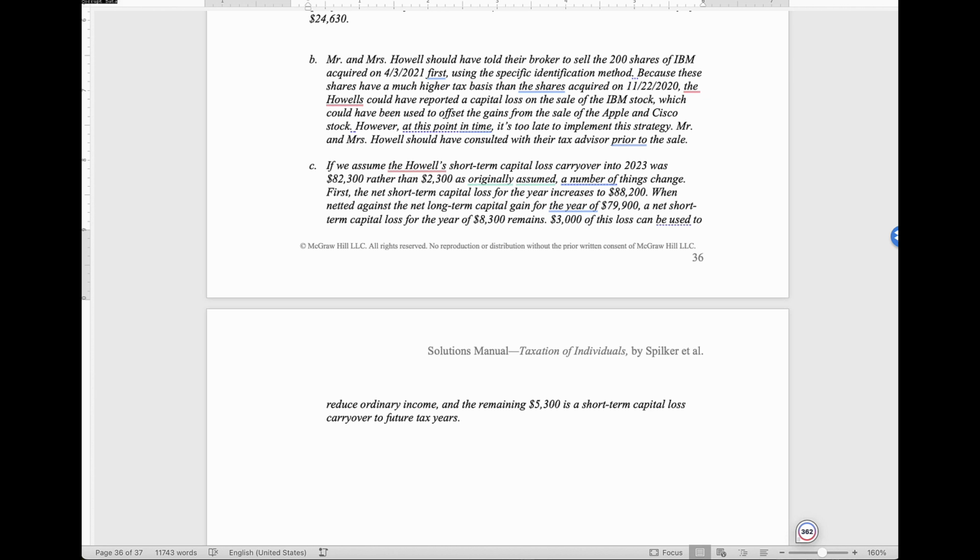So $3,000 of that loss can be reduced to ordinary income, and then the remaining $5,300 is a short-term capital loss carryover for future years. And that concludes our Chapter 7 Comprehensive Problem 63.